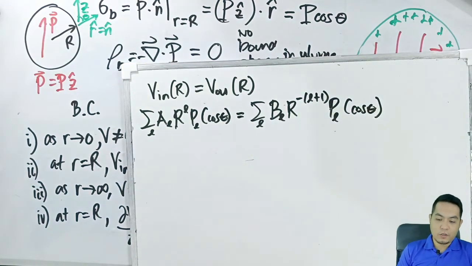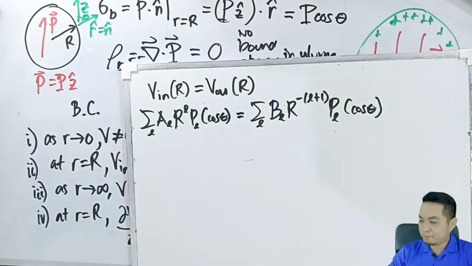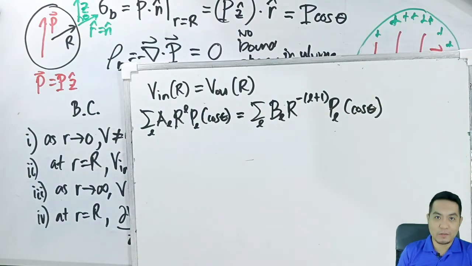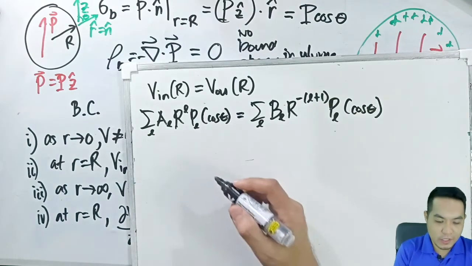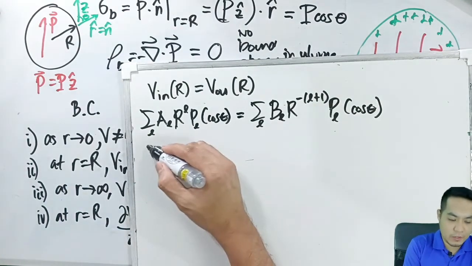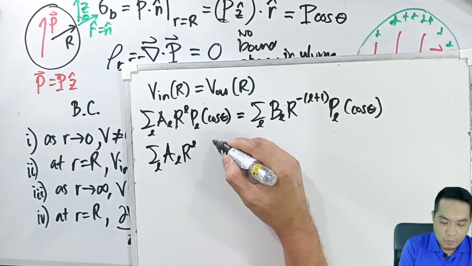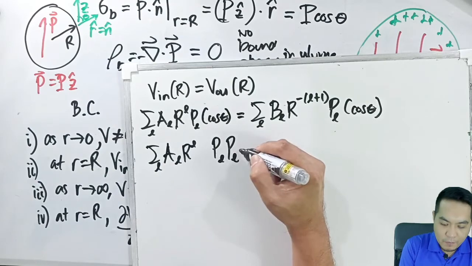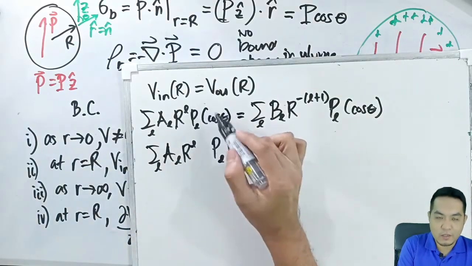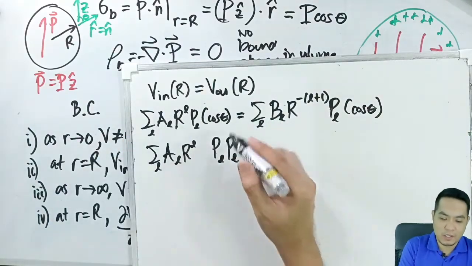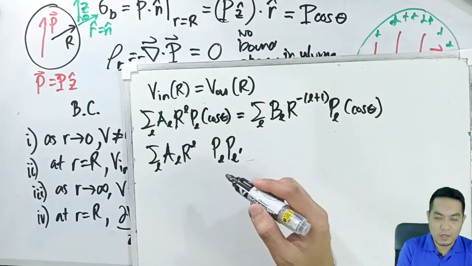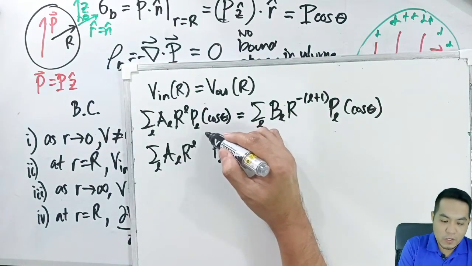Okay, so we use something like a Fourier trick here, wherein we multiply both sides by PL prime and then integrate over the differential of cosine theta. So we will multiply both sides by PL prime of cosine theta. I'm now going to neglect the notation as a function of cosine theta so that our equation will not be that long.